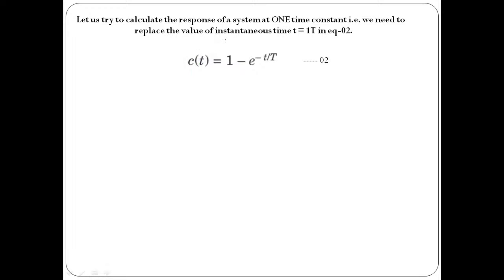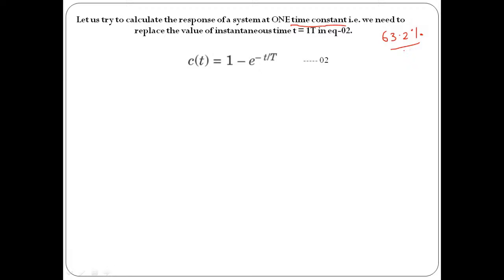Now let us try to understand what exactly is the meaning of time constant. This is one of the most important terminologies that plays an important role in the time response analysis of a system. So what is time constant? Time constant is the time taken by the response of a system to reach 63.2% of its final value in the first attempt.